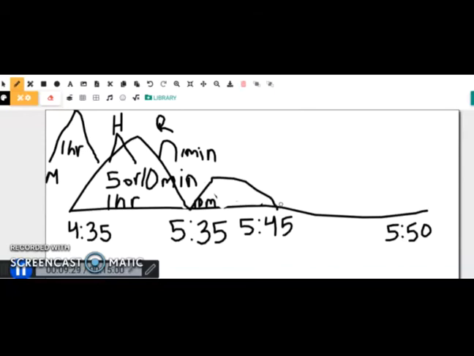So here goes my next hill. And my next hill is going to go here. And this one's going to be for 5 minutes. It's going to take me exactly to 5:50.